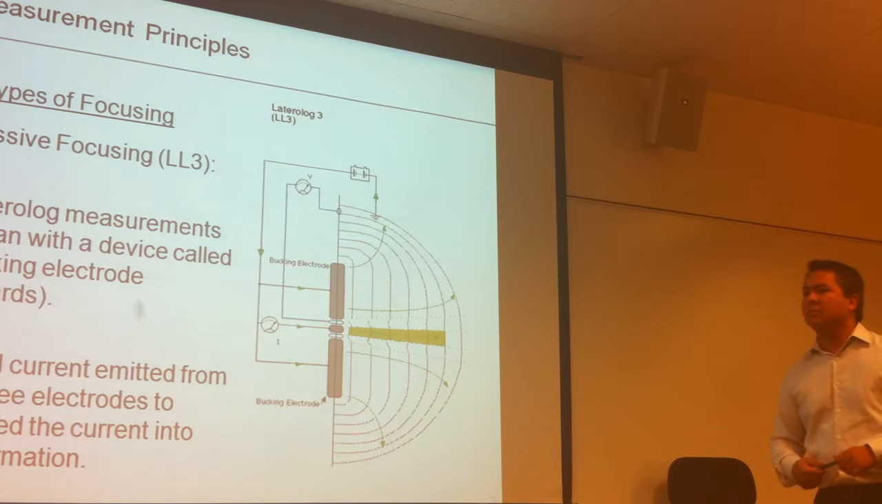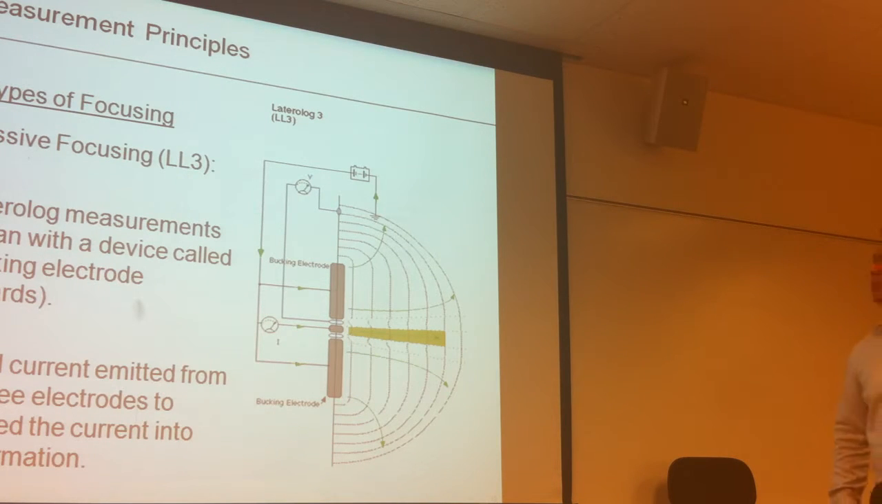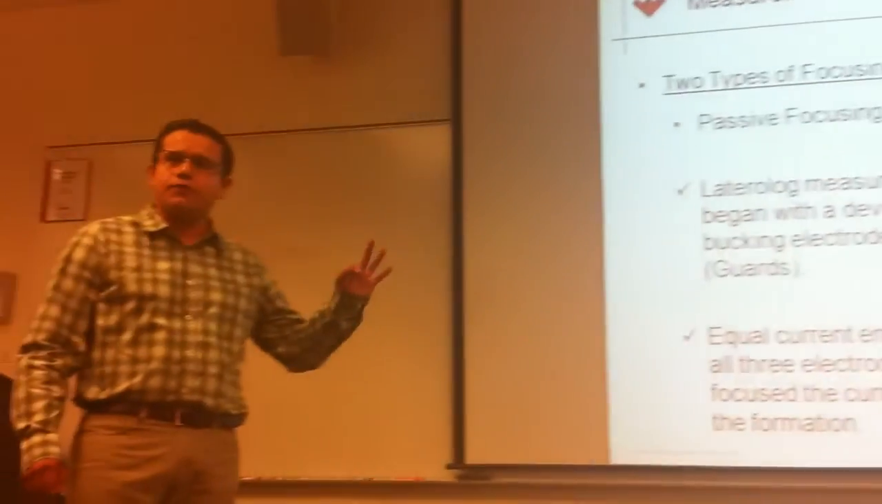Okay, so now we will enter into the focusing, which is our dual laterolog. There are two types of focusing, passive and active focusing. To start with, we'll talk about the passive focusing, which is commonly known as LL3. Why 3? Because we have 3 electrodes.